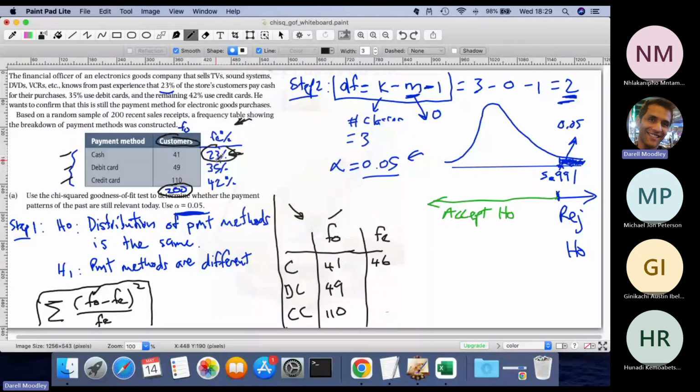So 35% times 200 will give you 70. Right? And then lastly, if you do the same thing with credit card, you would get 84. And if you wanted a sense check, you can add them up and you should get back to 200. All right, so 46, 70, 84.